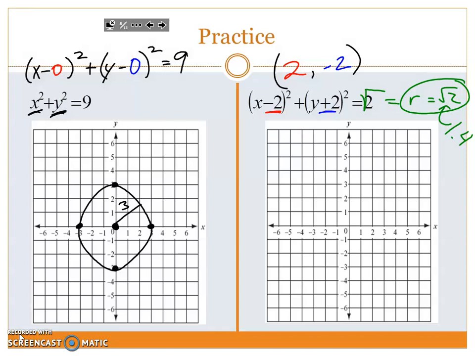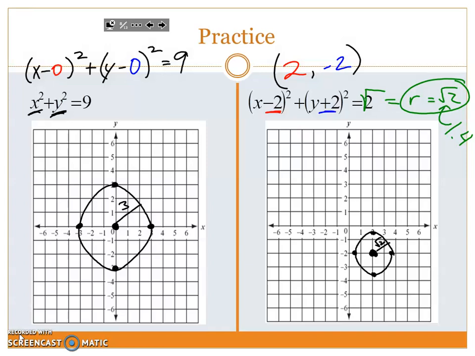Okay, so when I graph this, I'm going to graph my center, which is at 2, negative 2. Okay, and then I'm going to use my approximation, so about 1.5 in each direction. Draw my circle. Now, after I draw it, I need to label it. So when I label it, I want to label my radius as a square root of 2.